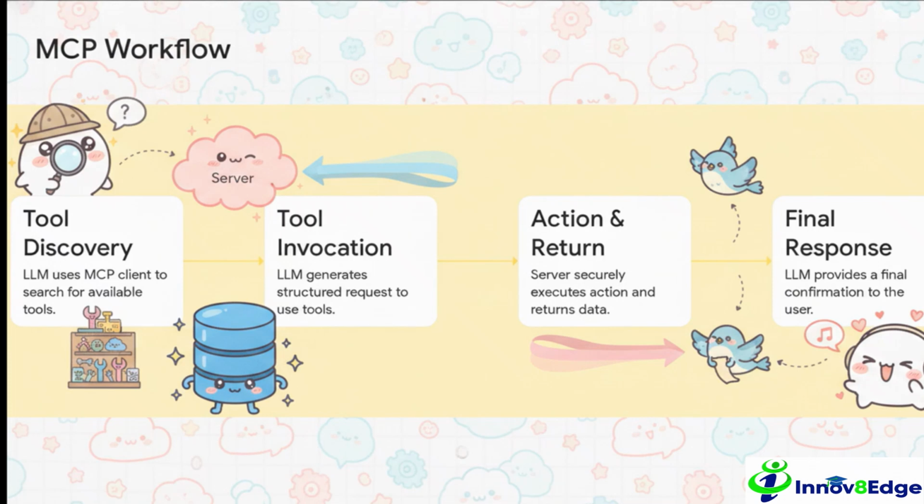So let's look under the hood at how this secure bridge actually functions between a user's prompt and a completed action. First, the AI client looks for a tool and sends a structured request to your MCP server. That server acts as your secure middleman, or bouncer. It securely translates the AI's request into a database query, executes it safely, and sends the raw data back to the AI, which then summarizes it for you.